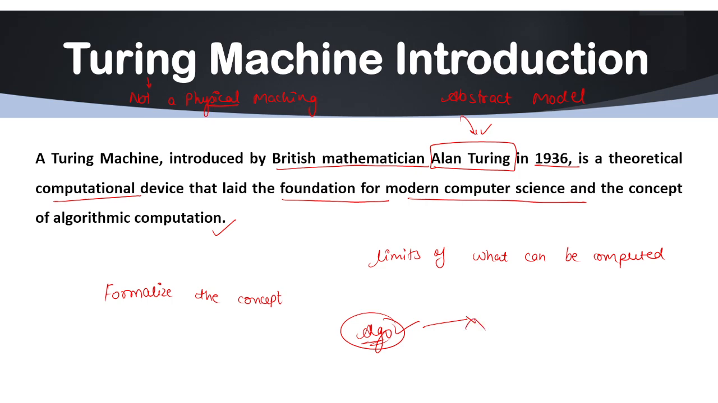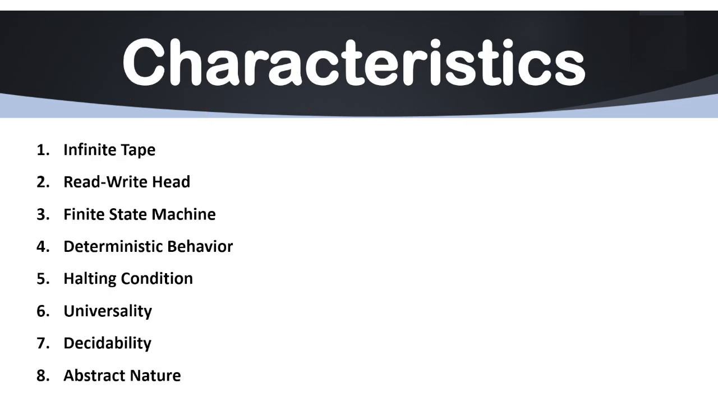Even though we can say modern computers are much more complex than Turing machines, they operate on the same basic principle. So this is the introduction to Turing machine. Now let's just talk about its characteristics. So first characteristic we have is infinite tape. Another is read write head. We will discuss everything in detail. Okay. So first is your infinite tape.